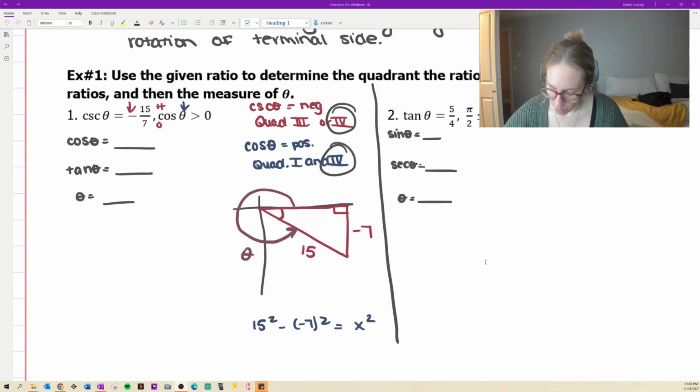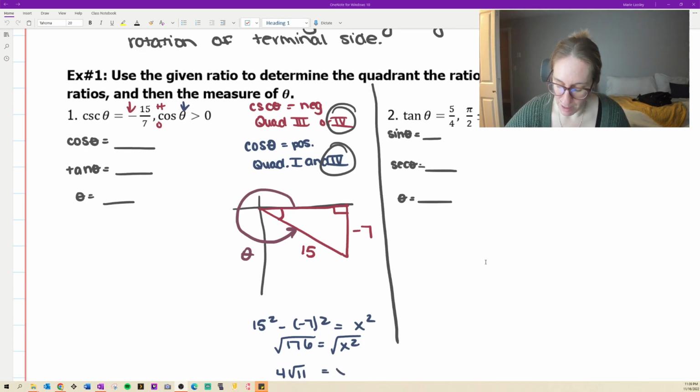So I got 176. And that then as a square root, and I just broke that down into 16 times 11, so that would be 4 root 11 for my x value. And it's positive because I'm along the positive x-axis, so 4 root 11.